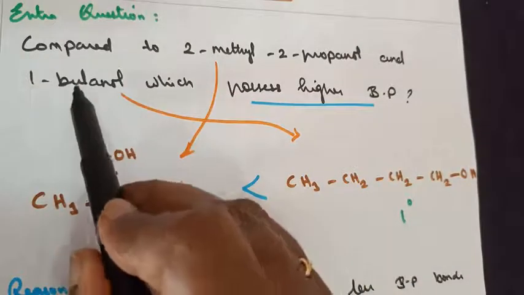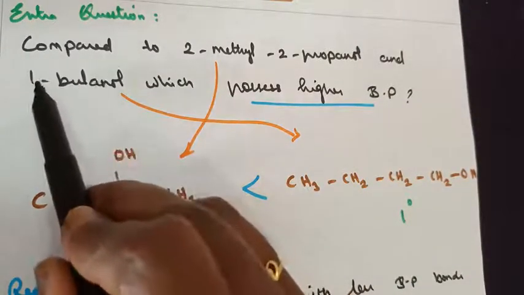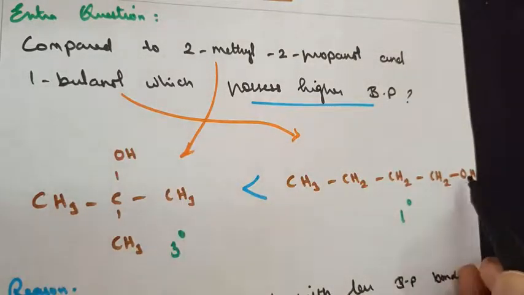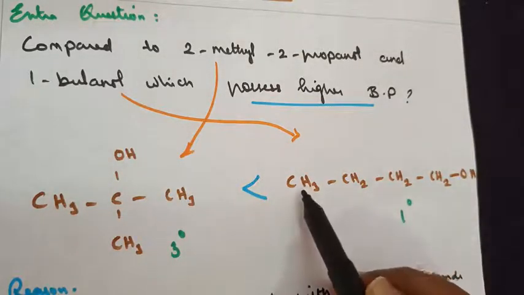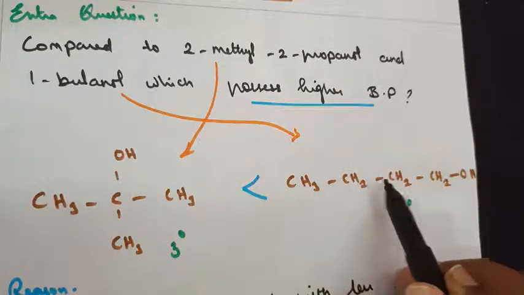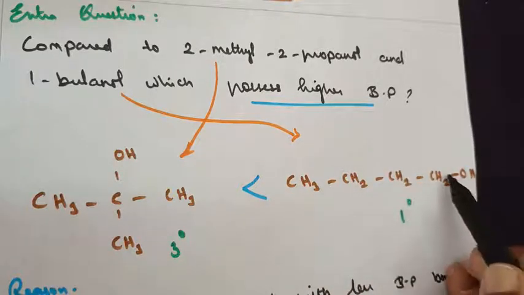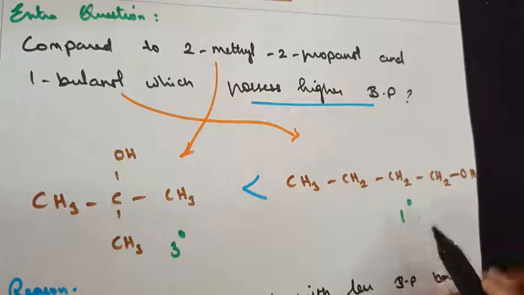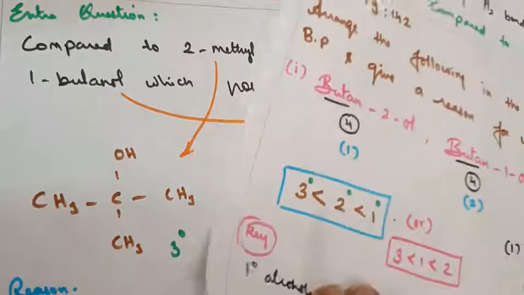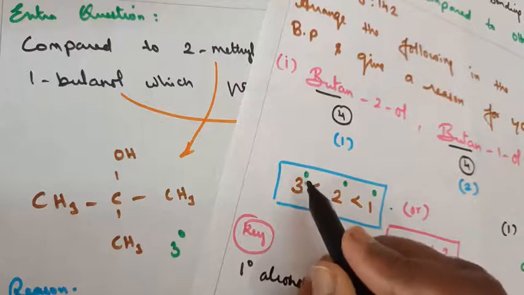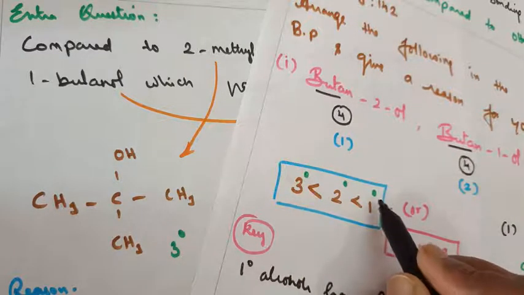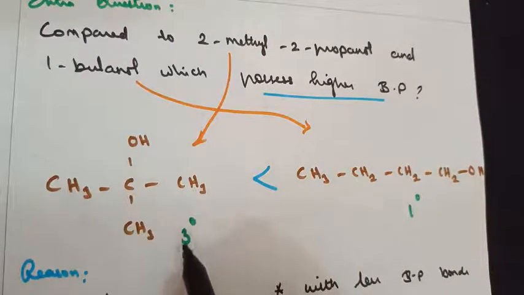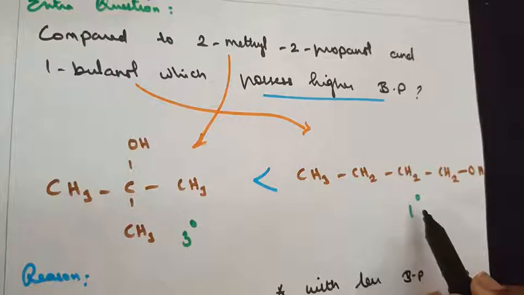Come back to the structure of 1-butanol. Whether they give you 1-butanol or butan-1-ol, it is one and the same: the first carbon has a hydroxyl group. Butan stands for 4, so 1, 2, 3 and 4. How many alkyl groups do we have here? The whole thing comes up to only one alkyl group, hence a primary alcohol. What is the concept we have learned? Tertiary will have the least boiling point, primary will have the greatest boiling point. Hence this will have a lower boiling point, and this one will possess the higher boiling point.